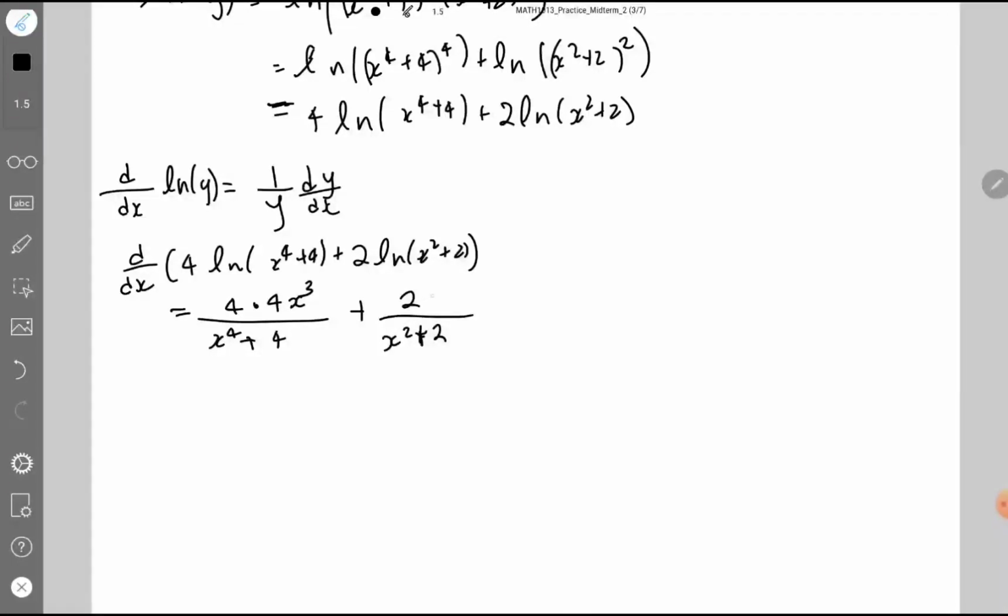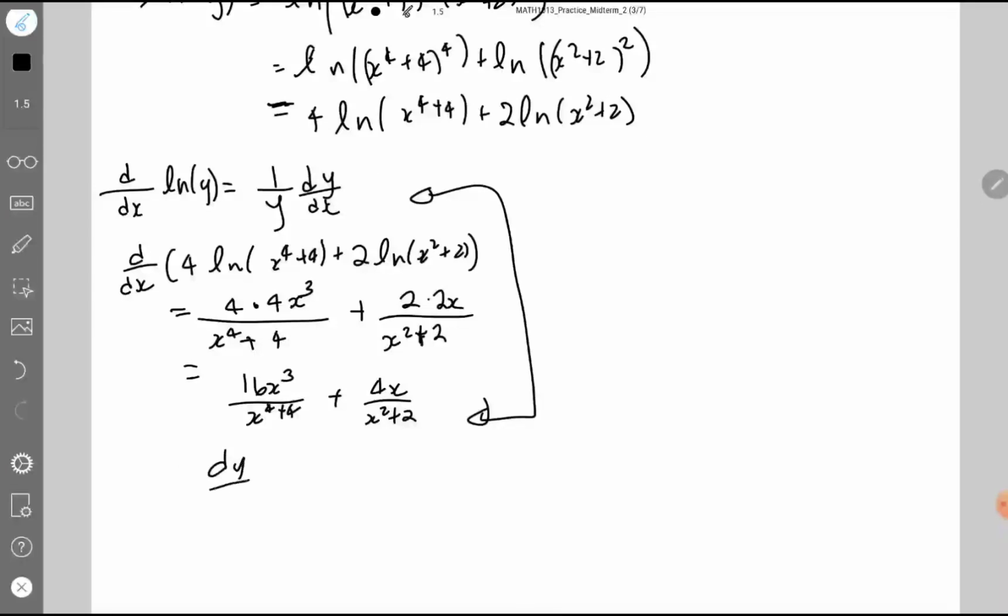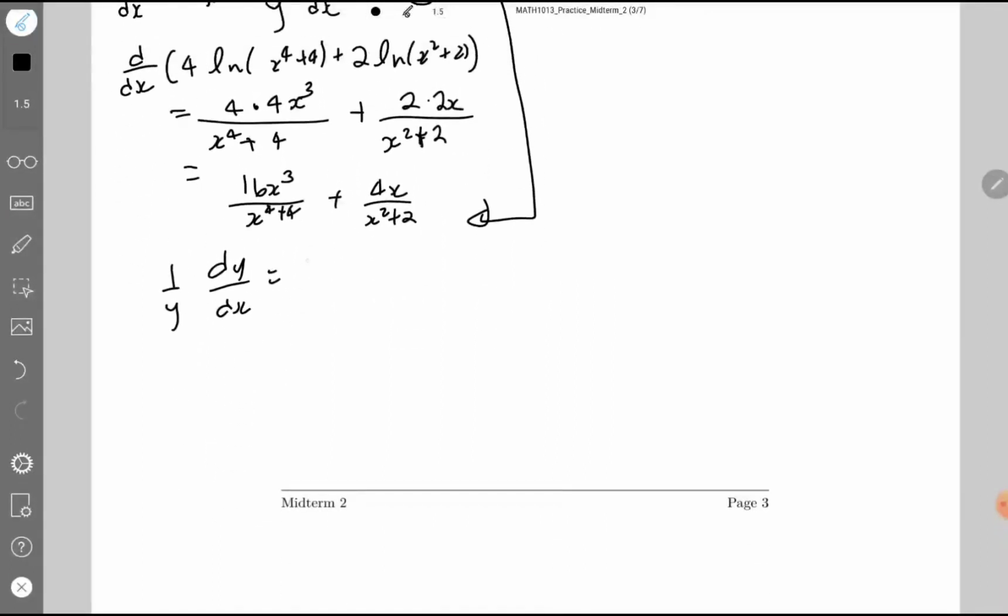And then I take the derivative of this, bring it up, so times 2x. So here I have 16x cubed over x to the 4 plus 4, plus 4x over x squared plus 2. And in this case, I would just leave it like this, and then just merge these two together. So we have dy over dx, 1 over y, is equal to 16x cubed over x to the 4 plus 4 plus 4x over x squared plus 2.